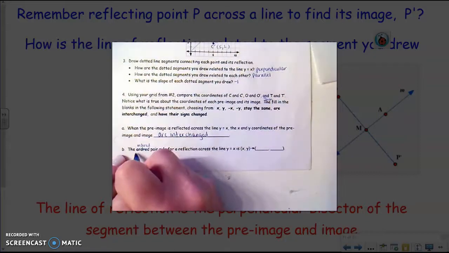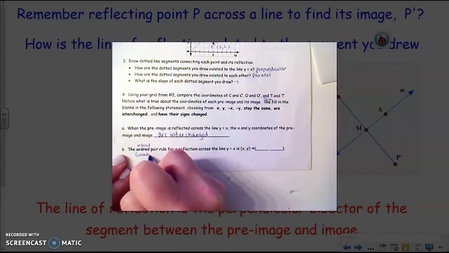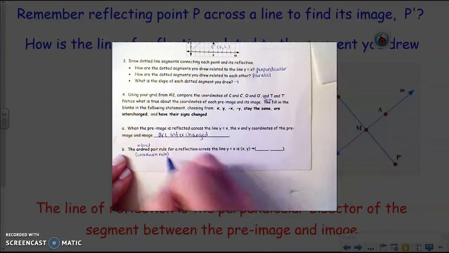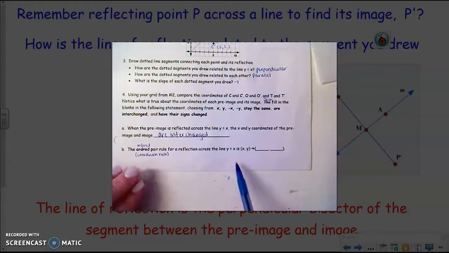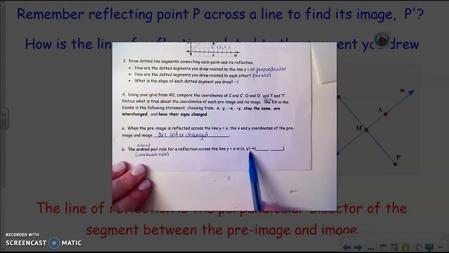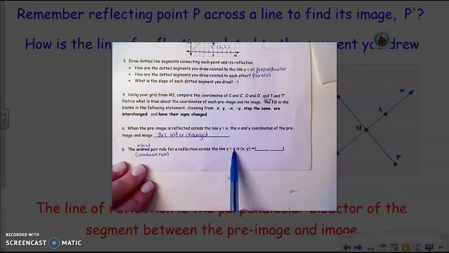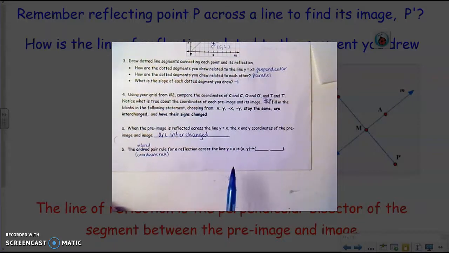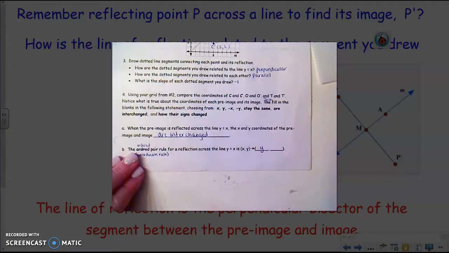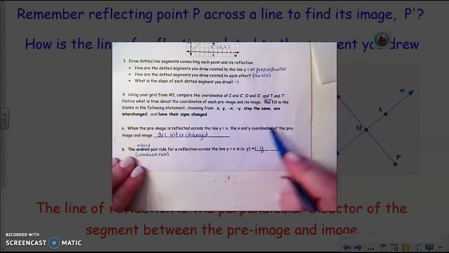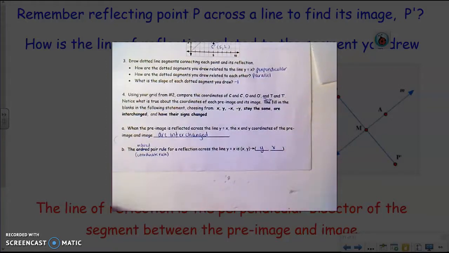But the ordered pair rule is the same thing as a coordinate rule. You might hear that sometimes too. So just know that means exactly the same thing. And when you write an ordered pair rule, you always start with a generic point x, y. The arrow means you're mapping every point to a new point, and you're going to tell what's happening to those coordinates. So if your original point is x, y, and you're reflecting across y equals x, that means that those two coordinates are changing places. So the y is going to be your new x, and the x is going to be your new y. So that is the ordered pair rule for reflecting across the line y equals x.